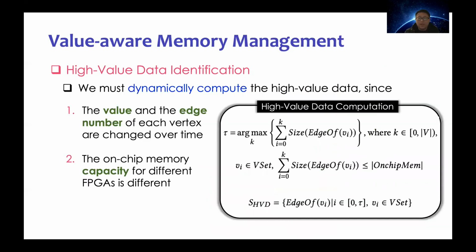Based on the quantified vertex value, the next step is naturally to identify the high-value data that should be stored on chip. GraSU tries to store as much high-value data as possible on chip. Since the value and the age number of each vertex change over time and the on-chip memory size for different FPGAs is different, we must dynamically compute the high-value data.